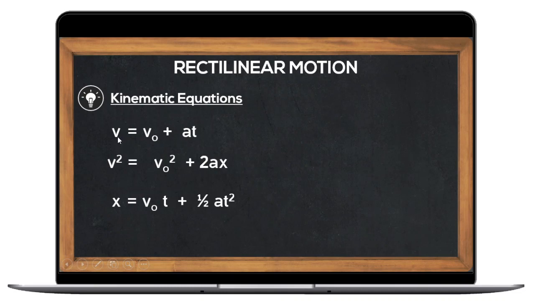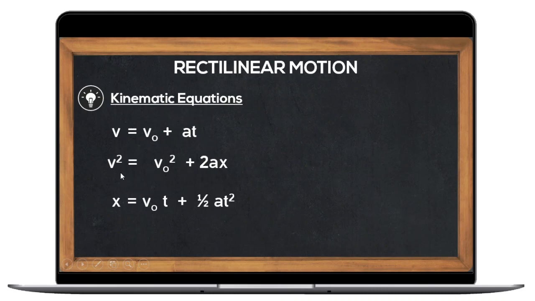V here is the final velocity. V sub O is the initial velocity. A is our acceleration and T is the time interval. In a uniformly accelerated motion, we have these formulas. V is equal to V sub O plus acceleration times time.